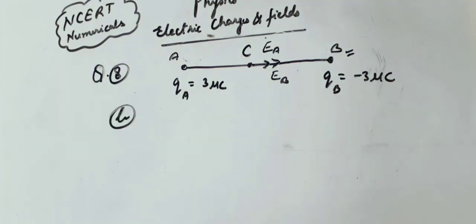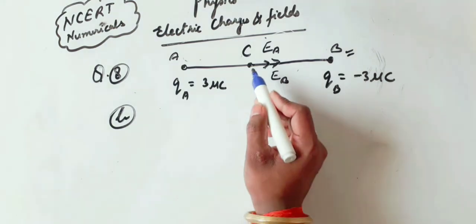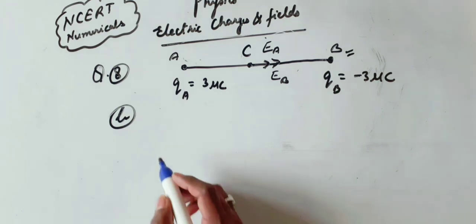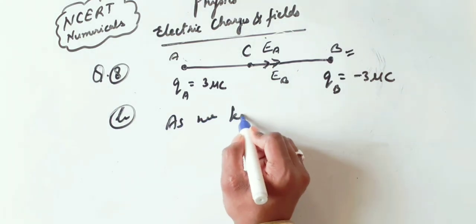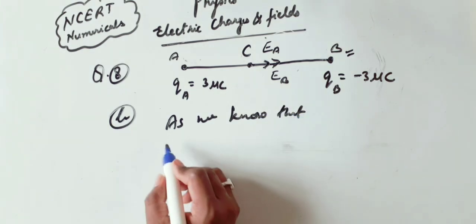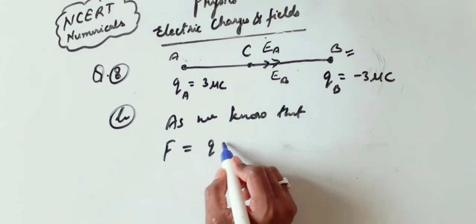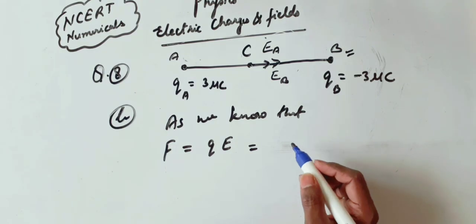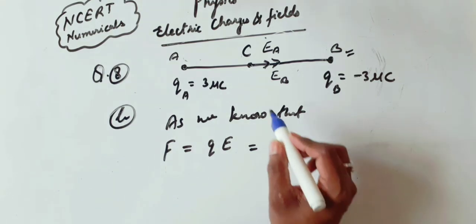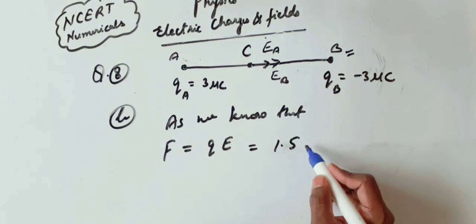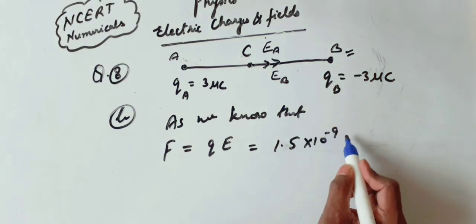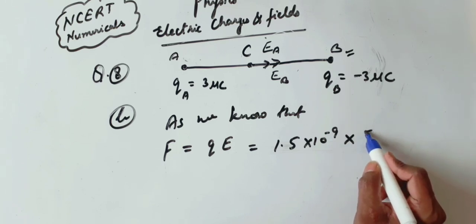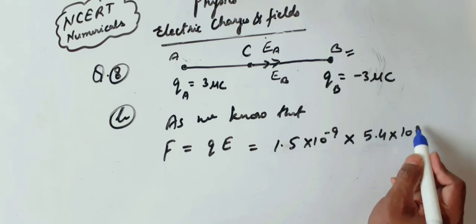In the second part, we will find the total force acting at point C due to the charges placed at A and B. As we know, the electrostatic force can be written as Q into E, because the electric field is known. Here the charge is given, whose value is 1.5 into 10 to the power minus 9 coulomb, into the value of electric field, which I found here, 5.4 into 10 to the power 6.